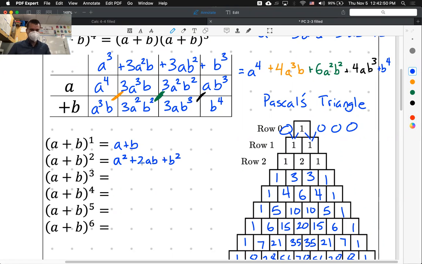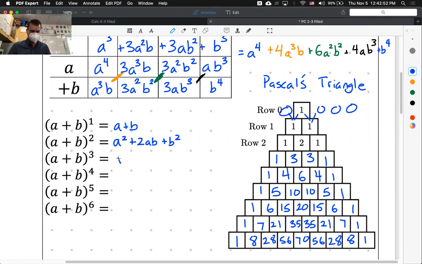(a plus b) to the power of 3. You have a to the power of 3, plus 3a squared b, plus 3b squared a, or ab squared, what am I doing? Plus 3ab squared plus b to the power of 3.